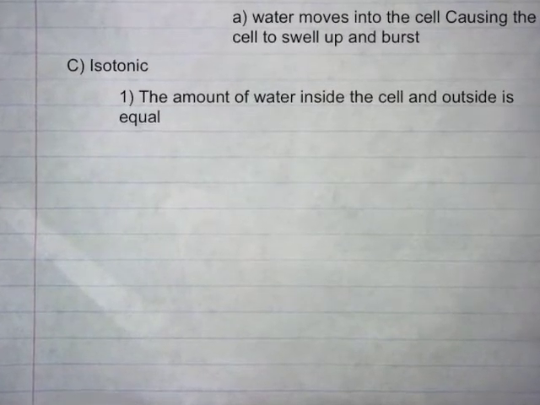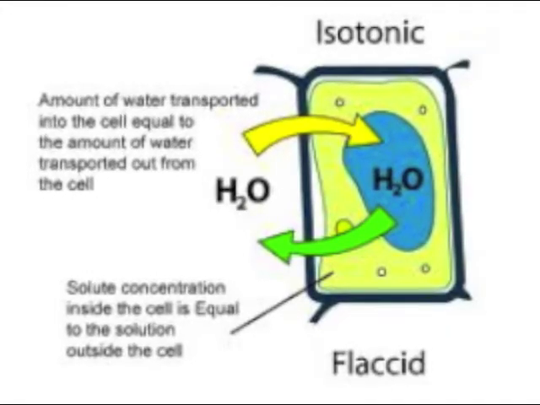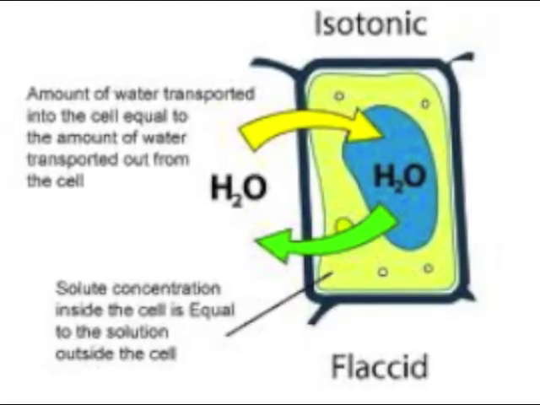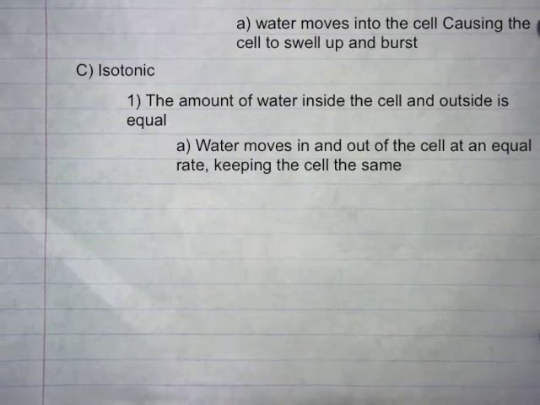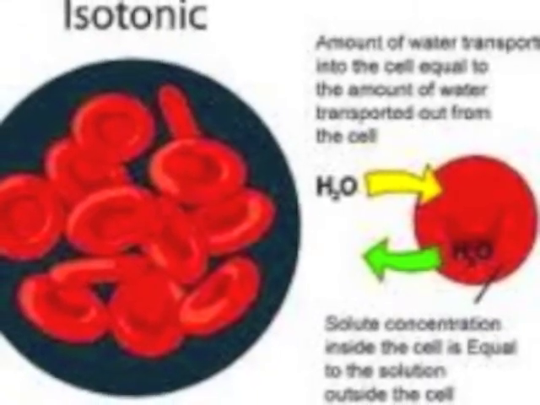Isotonic: water moves in and out of the cell at an equal rate, keeping the cell the same. Because in isotonic solutions, the amount of water is equal inside and outside the cell, the flow of water into and out of the cell is the same. This causes cells to keep their shape.